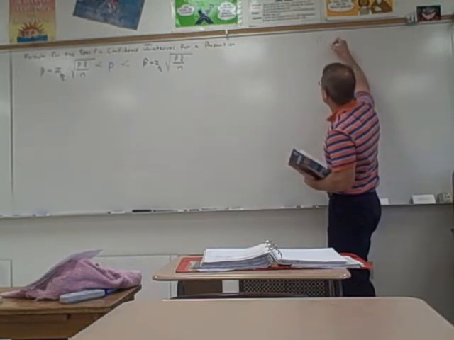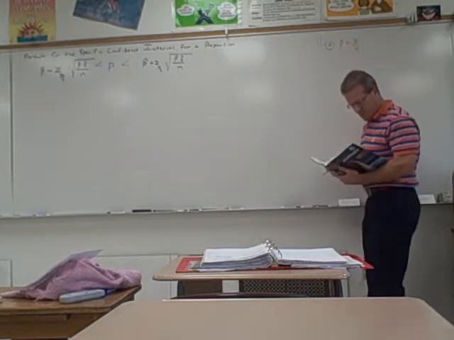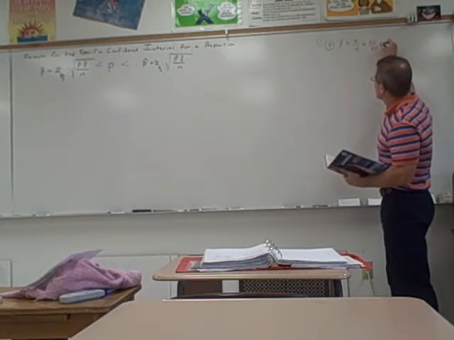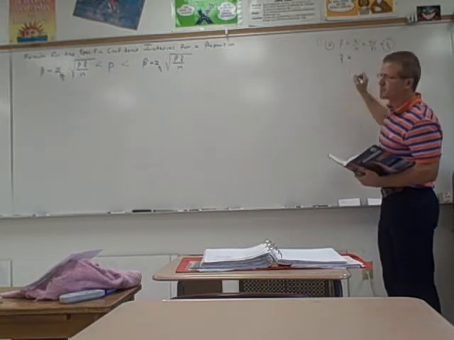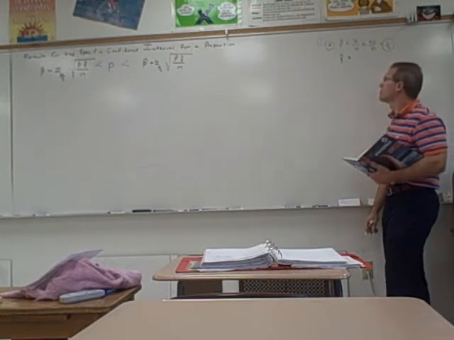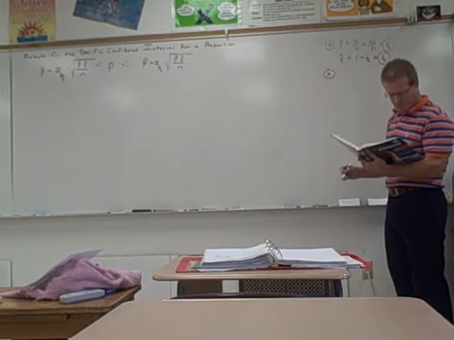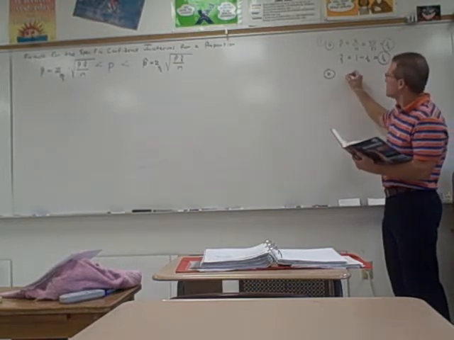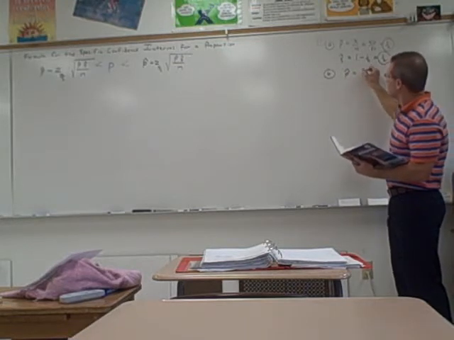And 1a, p hat equals x over n. So in this case, they tell you n is 80 and x is 40, so it's just 40 over 80, which is 1/2, or 0.5. I don't care if they're in decimal or fraction, whatever you prefer. So q hat is just 1 minus 1/2, which would also be 1/2.